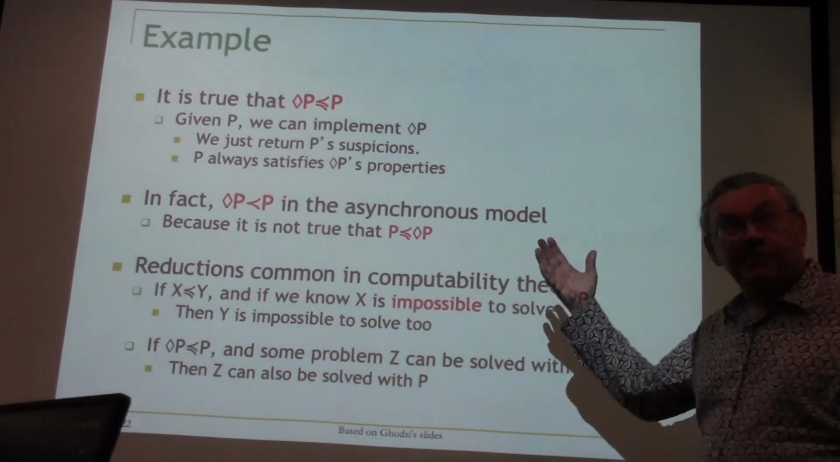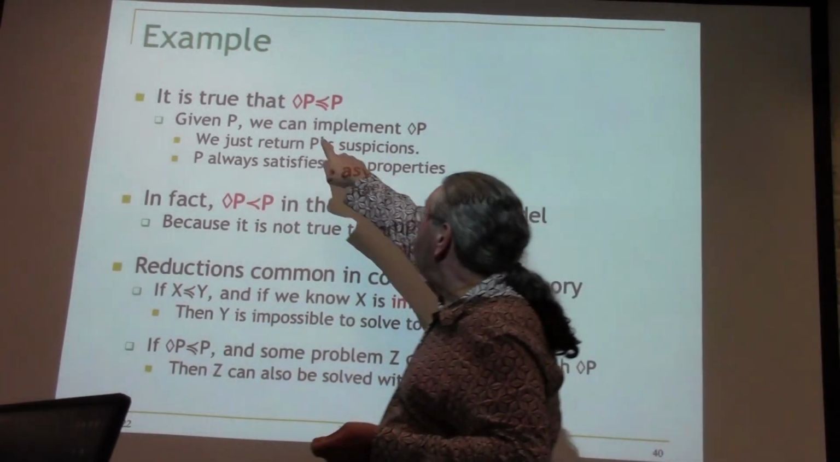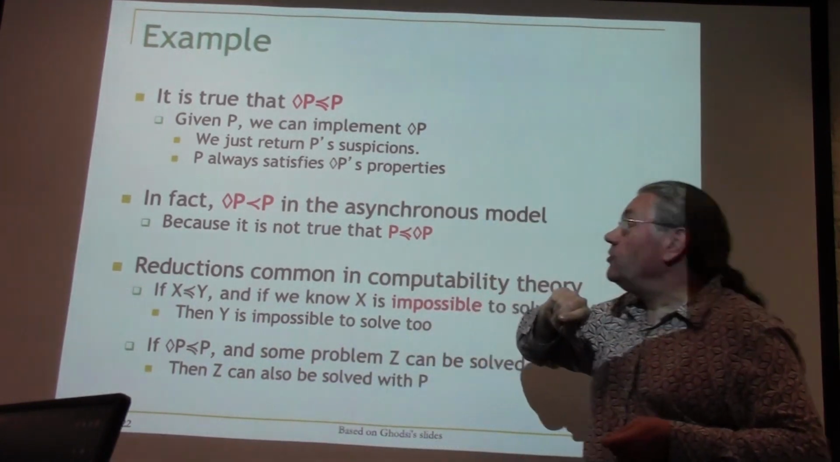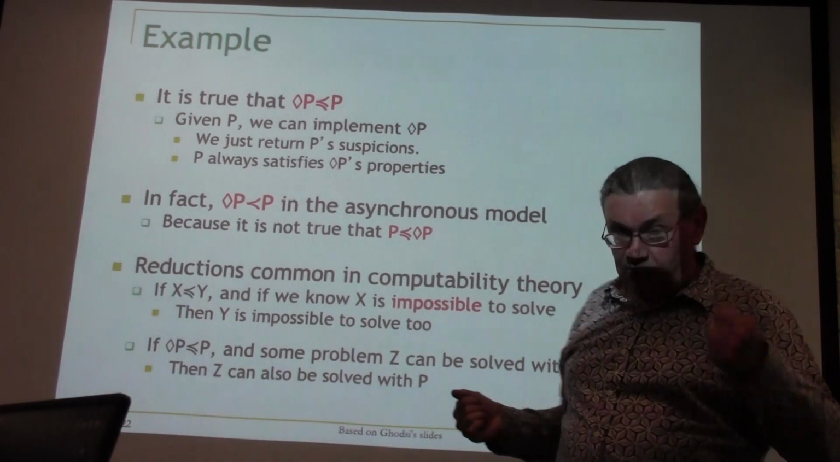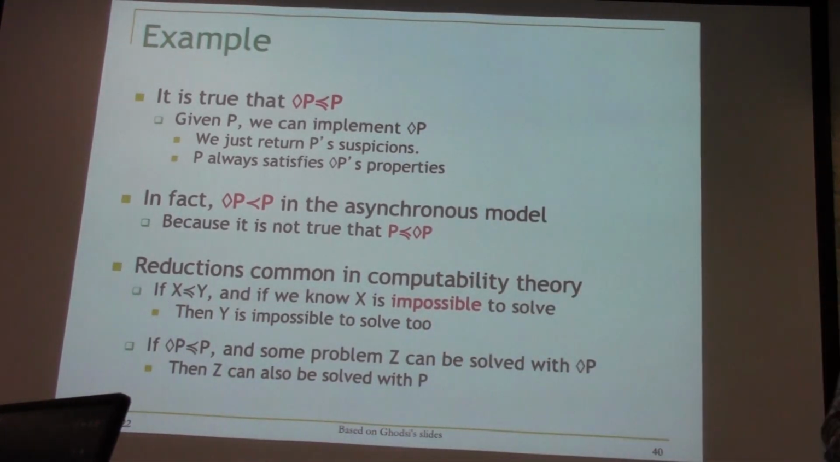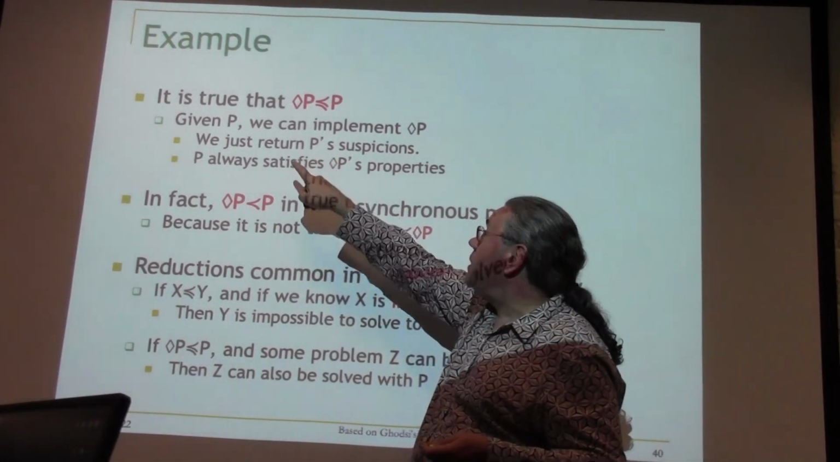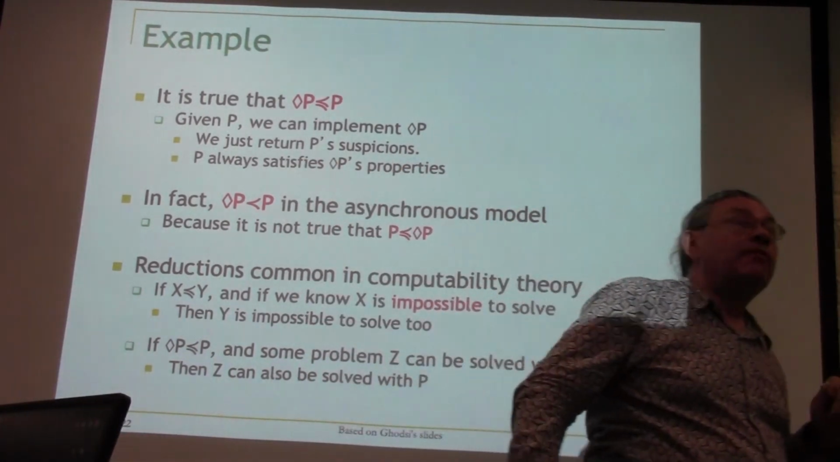Okay, so let's go now to the stuff we know. Eventually P and P. Eventually P is reducible to P, right? Given P, we can implement eventually P. You see that? P is perfect. It tells me when nodes are crashing, with no mistakes. Eventually P can make mistakes. So if we have a P algorithm sitting there, we can use it to implement eventually P. We just return the results of P as if they were a result of eventually P.